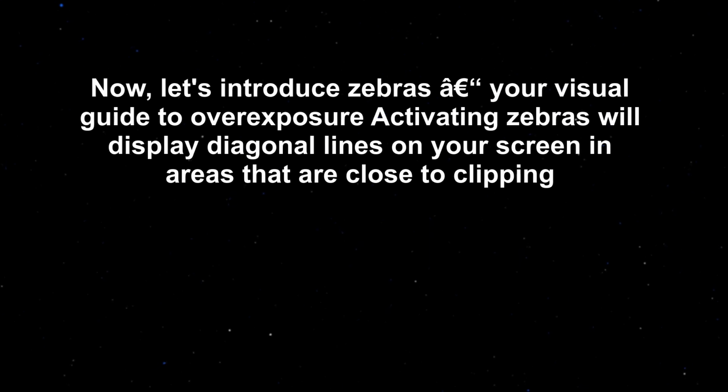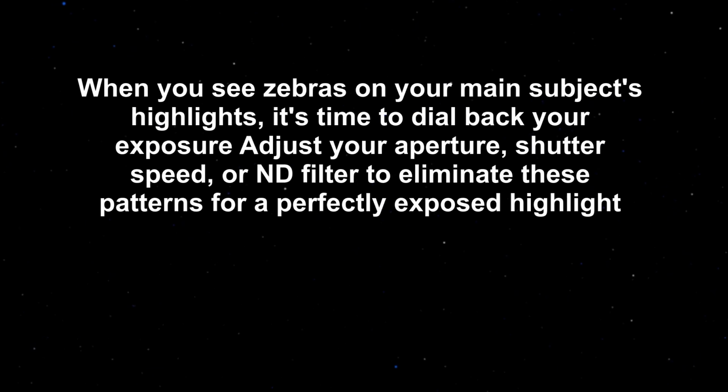Now, let's introduce zebras, your visual guide to overexposure. Activating zebras will display diagonal lines on your screen in areas that are close to clipping. When you see zebras on your main subject's highlights, it's time to dial back your exposure. Adjust your aperture, shutter speed, or ND filter to eliminate these patterns for a perfectly exposed highlight.